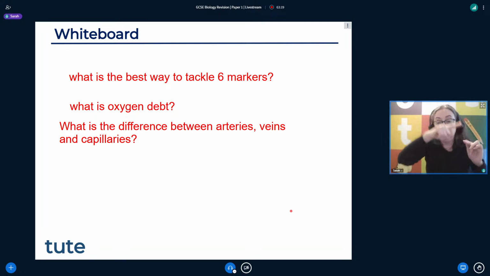Then the veins go into your heart, and then it goes to your lungs again for reoxygenation, and picks up all the other food items it needs in the digestive system as well.